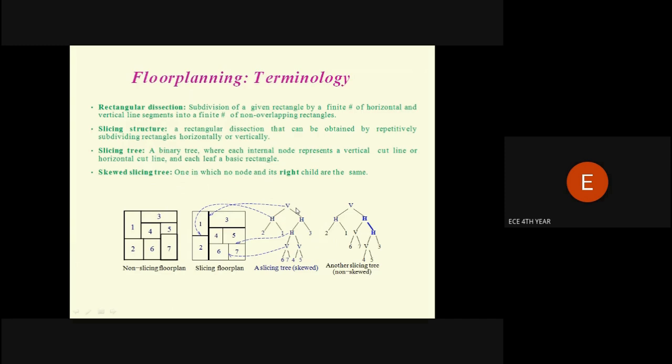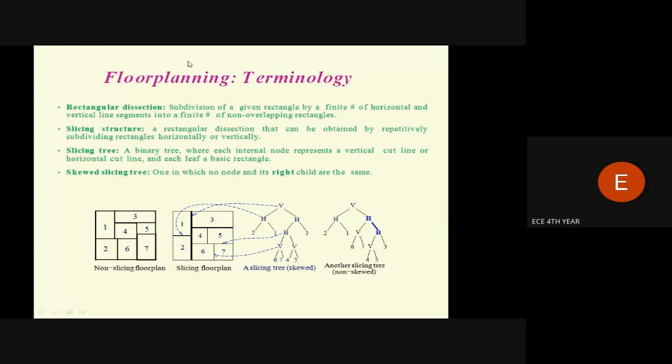This slide is very important. Floor planning terminology. What are the terms? See, rectangular dissection: subdivision of a given rectangle by a finite number of horizontal and vertical line segments into a finite number of non-overlapping rectangles. Slicing structure. Actually, in floor planning, we have two structures, one is slicing structure, another is non-slicing structure. I'm just explaining it from this figure.